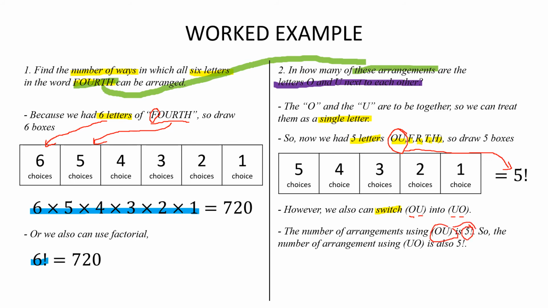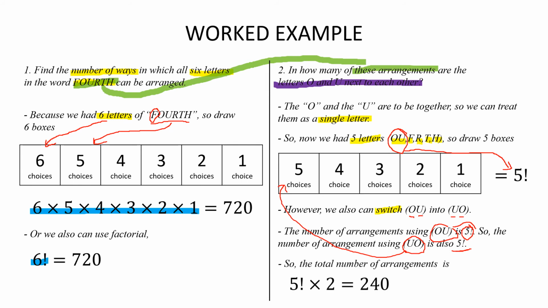So if we switch to UO and calculate like this once again, we get another 5 factorial. So the total number of arrangements is 5 factorial times 2, because we do it twice. The first time we do it for OU, the second time for UO. We switch the arrangement of OU and UO. So the answer is 240.